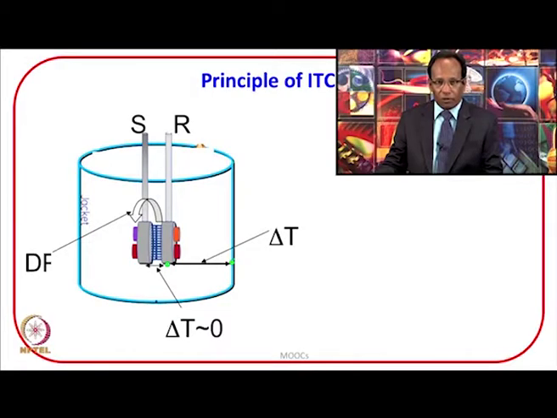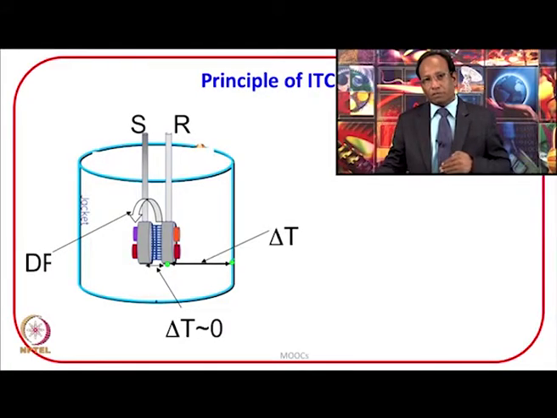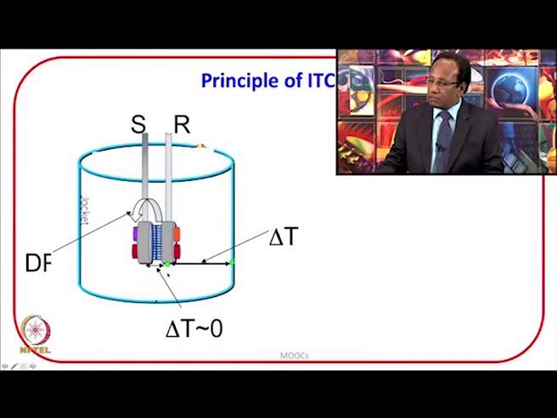Unlike in differential scanning calorimetry, where the temperature was changed and the sample was heated at a constant scan rate, in isothermal titration calorimetry the temperature is not changed; it is kept constant. So delta T is maintained at 0. Suppose a reaction takes place in the sample cell, exothermic or endothermic. If it is exothermic, the temperature will tend to increase. If it is endothermic, the temperature will tend to decrease. Therefore, additional power is supplied to one of the cells to maintain delta T equal to 0.